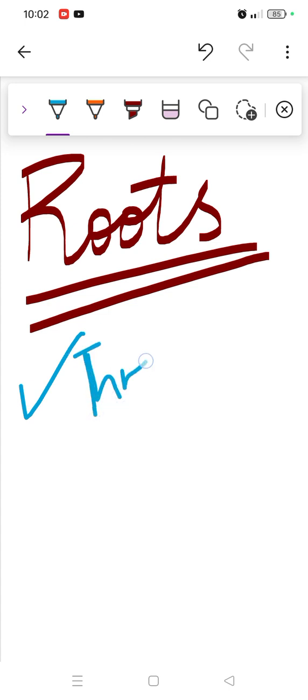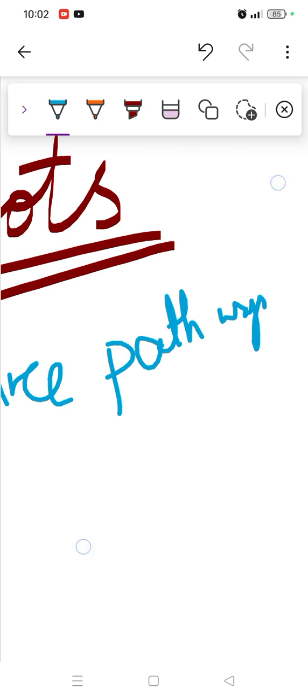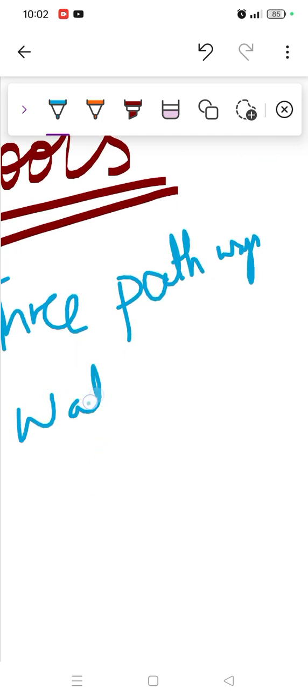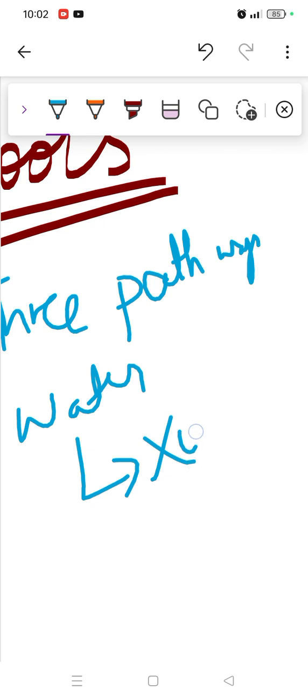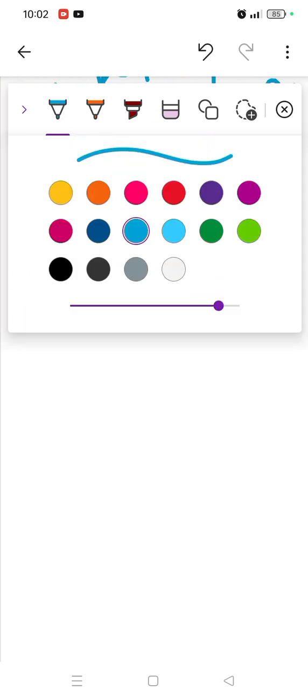So I'm sure it's clear to you. So first thing about roots, you'll see three pathways in this structure. First one, like three pathways available for water to enter the xylem. So let's see what these steps are.